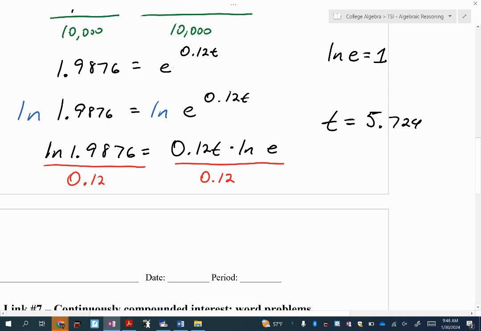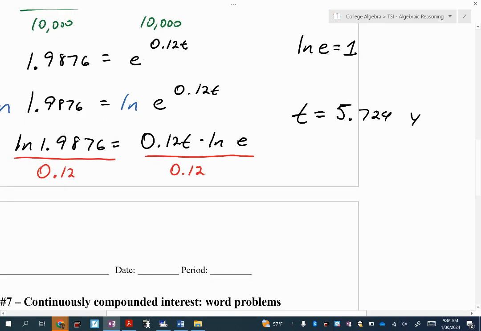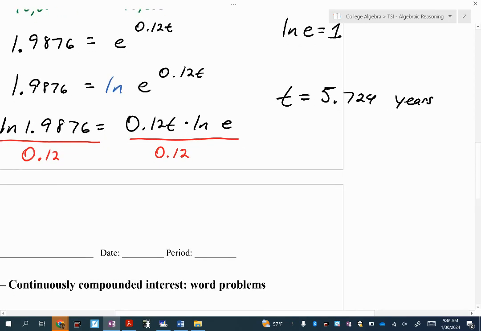Now, I'm not sure if IXL will accept this. This is the answer. It is 5.724 years. I think IXL wants you to put years and months. So I'm going to show you how to find the months. You take 0.724 and multiply it by how many months we have in a year, by 12. That will give you how many months 0.724 is.